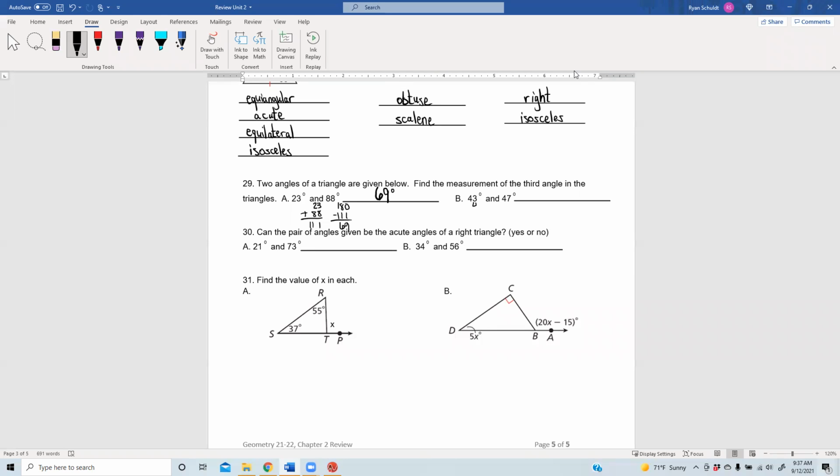On the next one, I add them together, 43 plus 47. And that gets me 90. Subtract that from 180. And I'm left with 90. So this one's going to be 90 degrees.